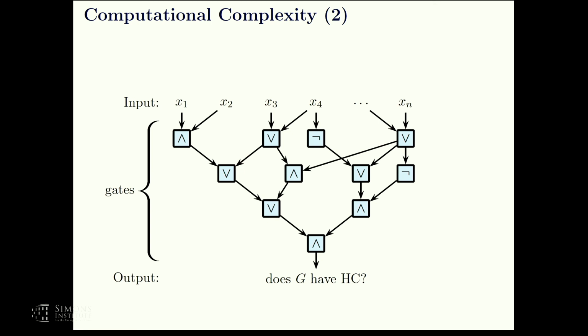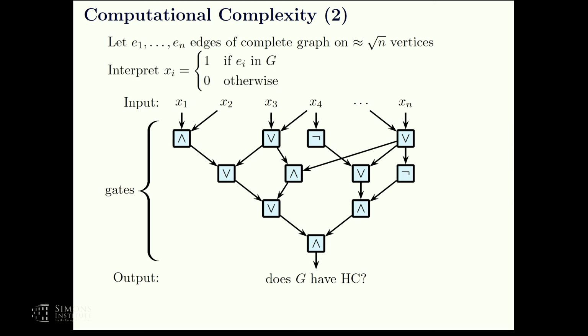And if you wonder how you put your Hamiltonian circuit problem in this, then you could say that you order the edges in a complete graph. You denote them by E1 to En, and then the ith input bit is just whether the ith edge is in your input graph or not. So this way you can represent every graph on about root n many vertices with the 0-1 string of inputs, and then this function should tell you whether that represented graph does contain a Hamiltonian circuit or not.